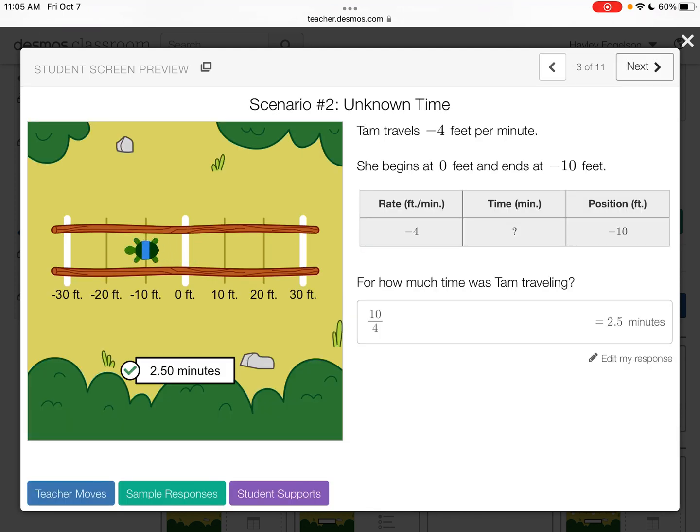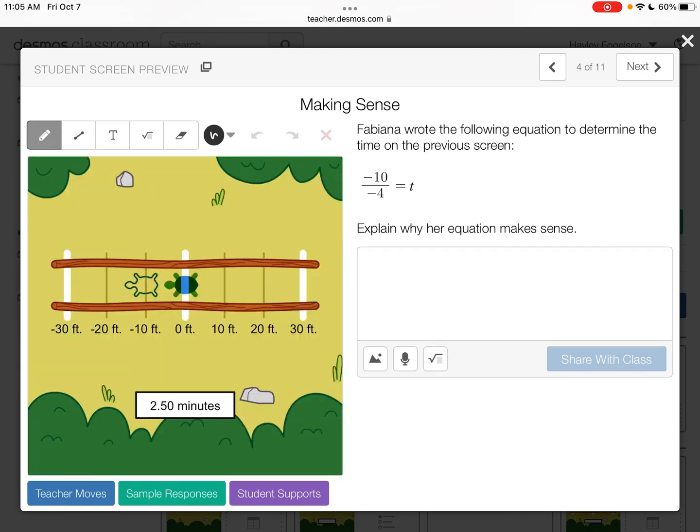Yes. Screen 4 says Fabiana wrote the following equation to determine the time on the previous screen. -10 divided by -4. Explain why her equation makes sense. Well, we know that -10 is our position that we're at, and -4 is her speed. So we're going to divide those two. So that is why we use division.